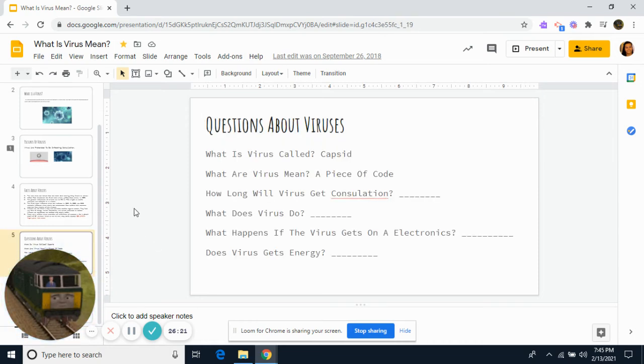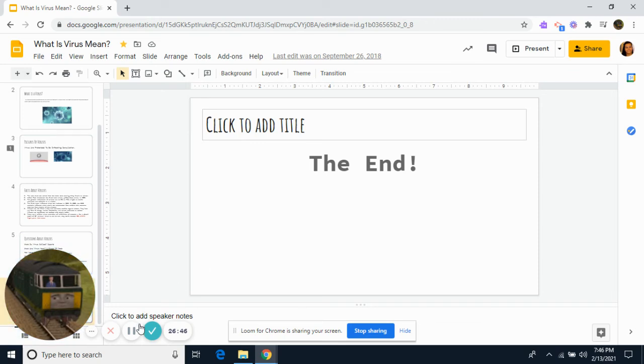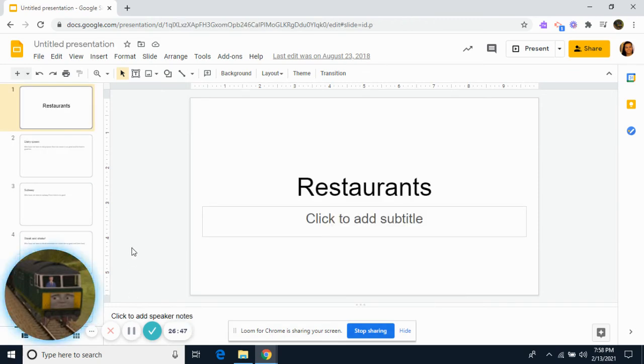So, questions about viruses. What is a virus called? Capsid. Right, so what do viruses mean? A piece of code. How long will virus get consultation? What does a virus do? What happens if a virus gets on electronics? Does a virus get energy? The end.